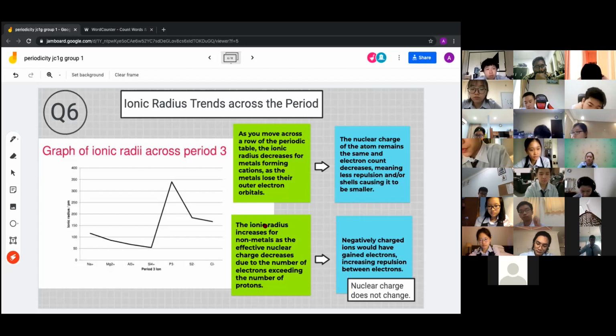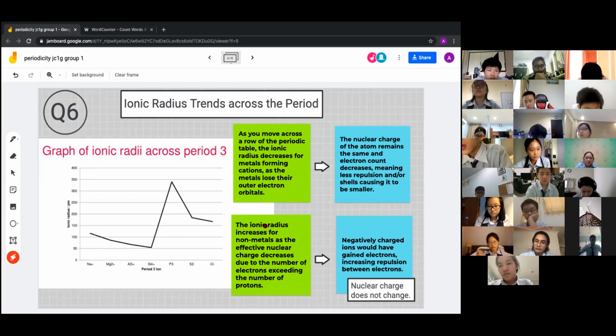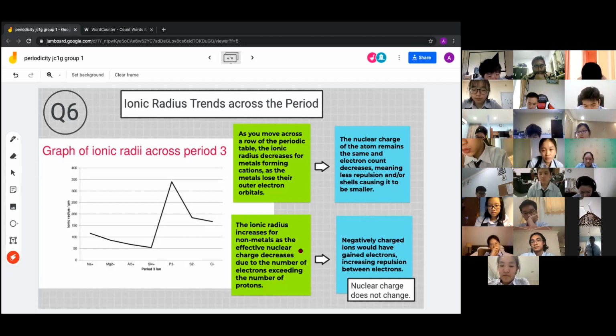While for the anions, starting from, in this case for period 3, phosphorus, the nonmetals will gain more electrons. Thus, the number of electrons will exceed the number of protons, increasing the repulsion between the electrons. And in both cases, the nuclear charge does not change.